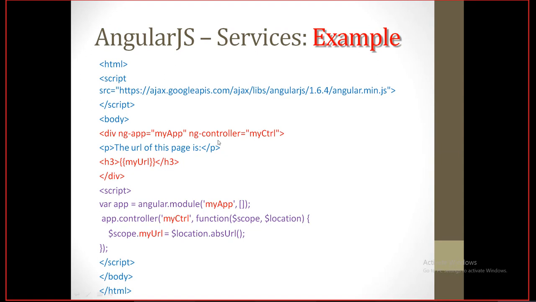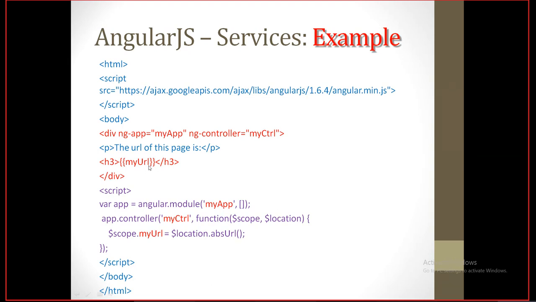Okay, so what we are trying to do, we want to know the URL of the current page through AngularJS. So we are creating an AngularJS application by using again the ng-app directive, and we are defining a controller for it as my control, right? So in this, we have the header tag in which we will display the my URL variable, or model data, as we call it.